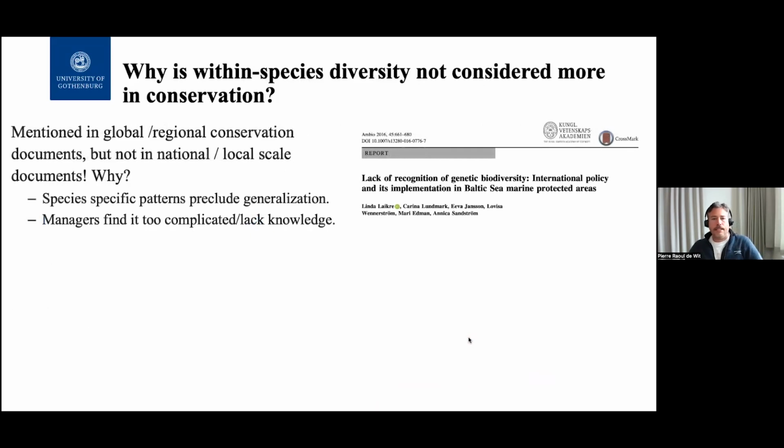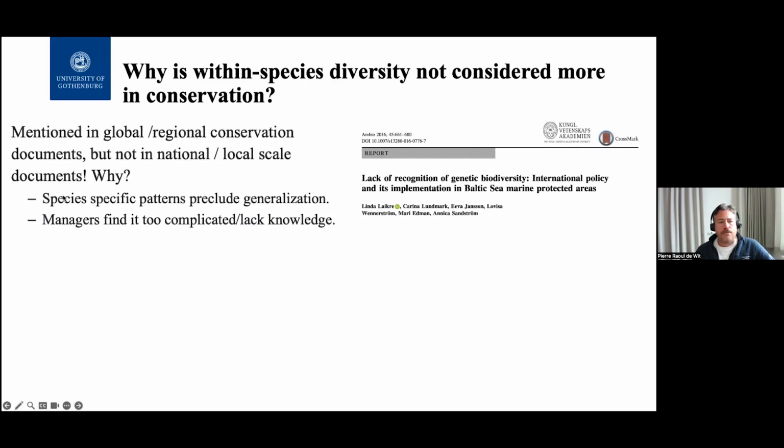So now, it is this important within species diversity. Why is it not really used so much in conservation, hands-on conservation? It is mentioned a lot in large-scale documents on the global or regional scales, but not so much in national or local scale documents. So there was a recent study by Linda Leikre and co-authors where they tried to look in different documents how much genetic biodiversity is mentioned. And this was their conclusion.